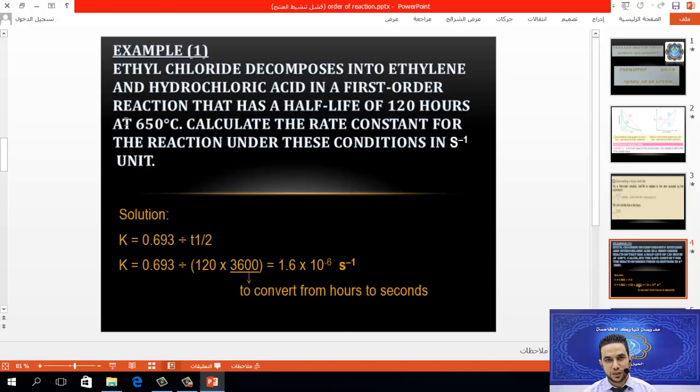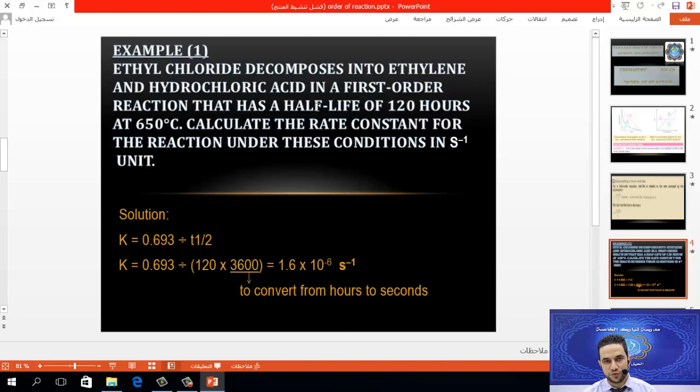So why do we say the temperature in this question? Because we know from a few minutes ago that the temperature can change the value of the rate constant. So when we are asked to calculate the rate constant for the reaction under these conditions, it means that the temperature is constant, so the value of the rate constant will be the same, no change in the rate constant.